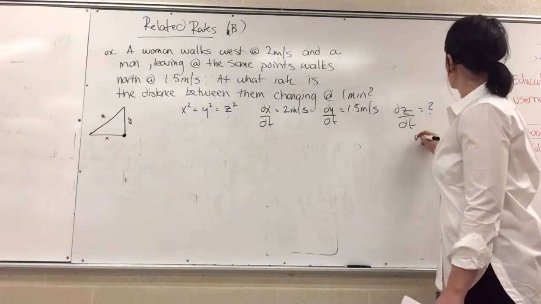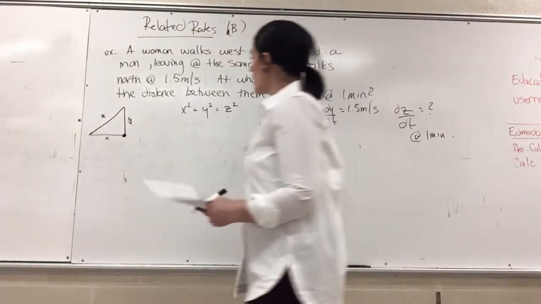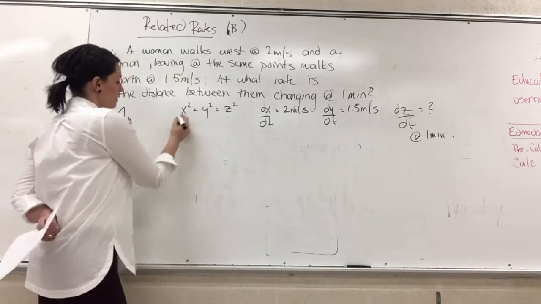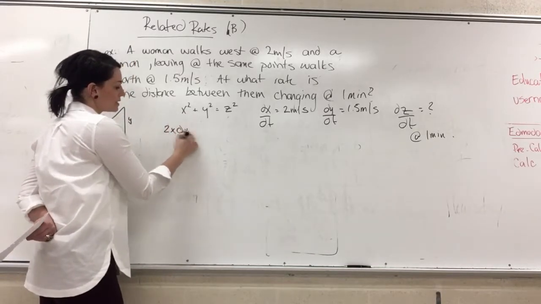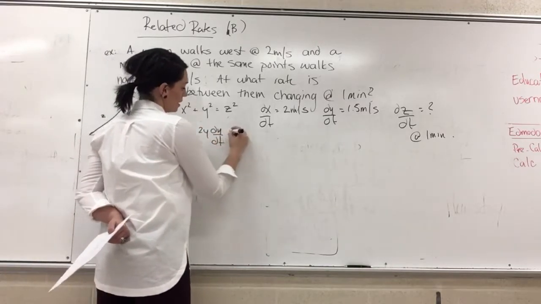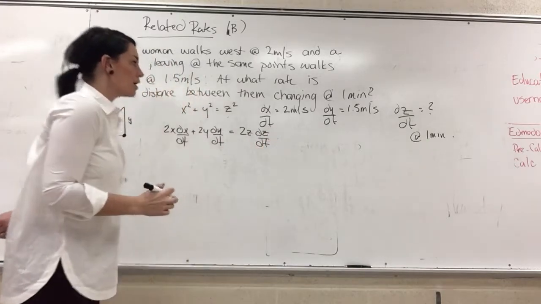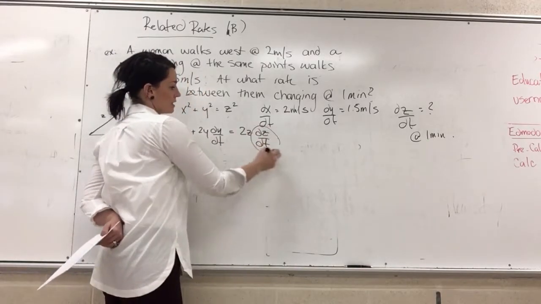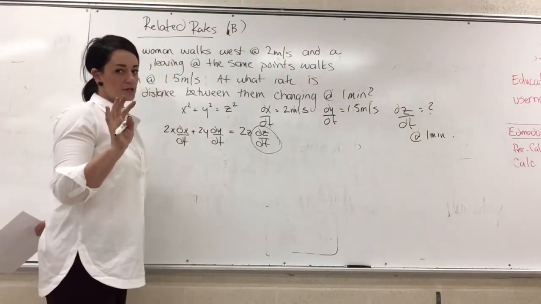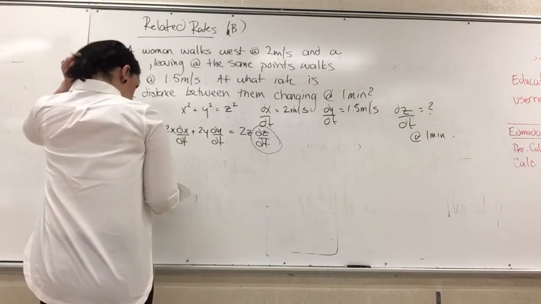Okay, at 1 minute. So we're going to go ahead and apply d/dt to every term. So this is going to be 2x dx/dt plus 2y dy/dt equals 2z dz/dt. Now I'm actually going to be rearranging for dz/dt. So now I go ahead and plug in everything I know. You could divide this whole equation by 2 just so you have numbers that aren't as big if you wanted to, but you certainly don't have to.